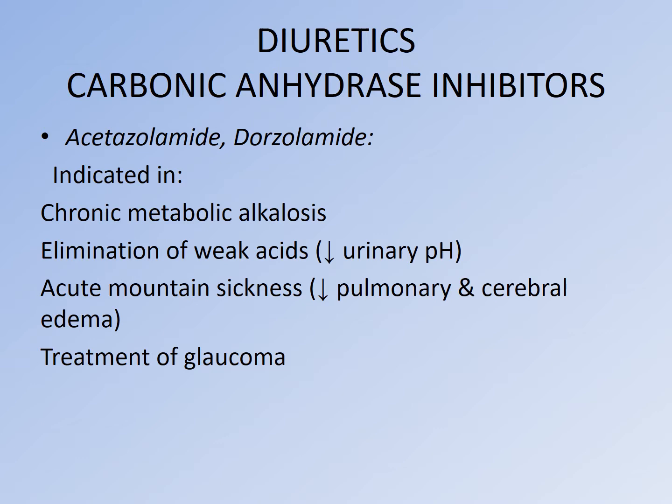Subsequently, one of the first-line uses is that they're indicated to treat chronic metabolic acidosis. They are used to eliminate weak acids in the treatment of acute mountain sickness because they will reduce pulmonary and cerebral edema. And also carbonic anhydrase inhibitors are excellent in the treatment of glaucoma, particularly closed angle glaucoma, because they will significantly reduce the amount of bicarbonate that would be increasing the aqueous humor production, and subsequently will also increase the intraocular pressure.